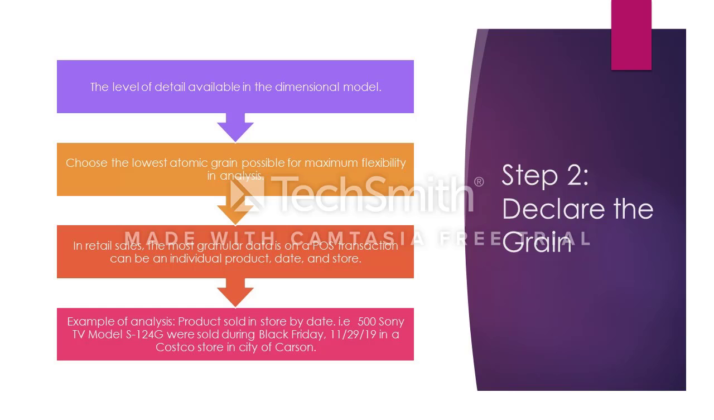The granularity of a dimensional model that consists of date, store, and product can be used to study a product sold in the store by a specific date. So for example, we can use the data from the point of sale system to find out how many Sony TV were sold during Black Friday, November 29, 2019, in the Carson store in the city of Carson.